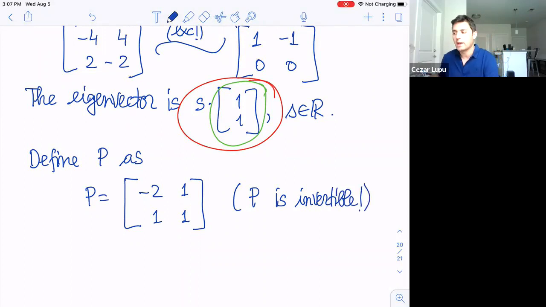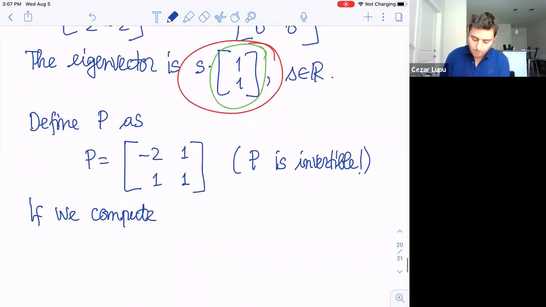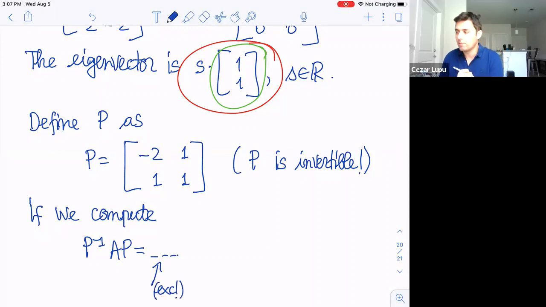And by the diagonalization procedure, guess what? If we compute P inverse times A times P, this will be nothing else than, and I'll leave it to you as an exercise, I don't want to do the computations, but I'm sure you can do them by yourself, this diagonal matrix D, which is given by, I'm just going to copy it, -1, 0, and 0, 5.